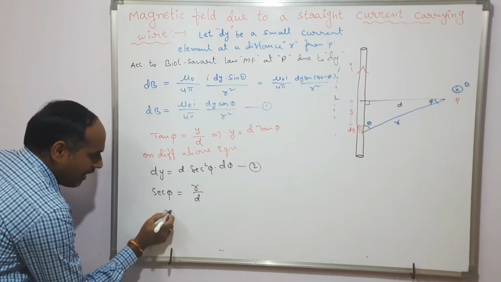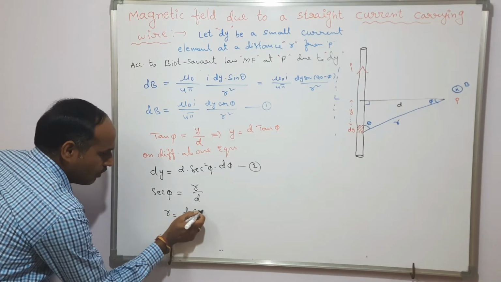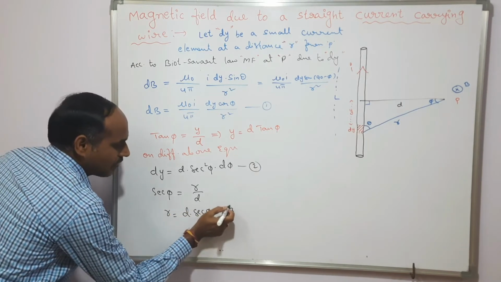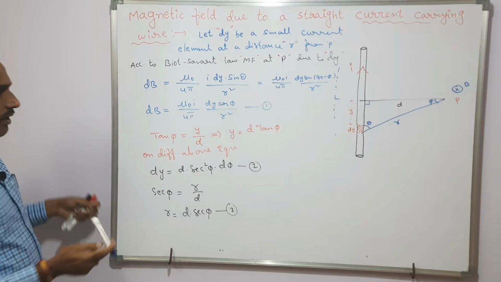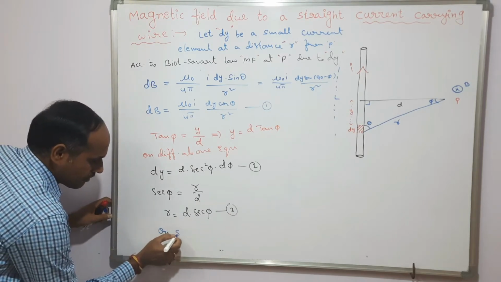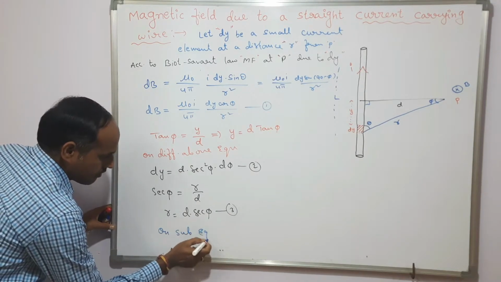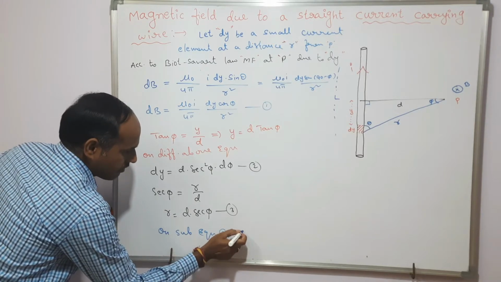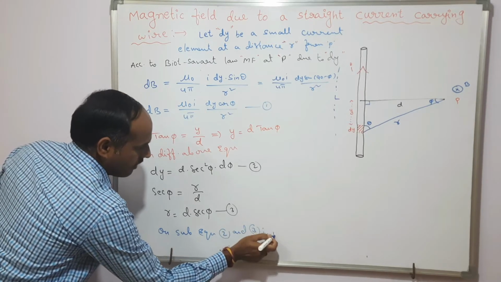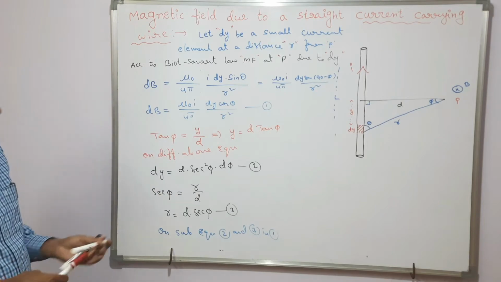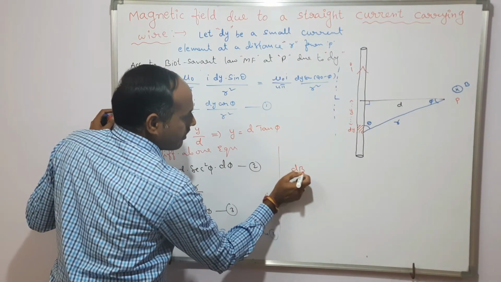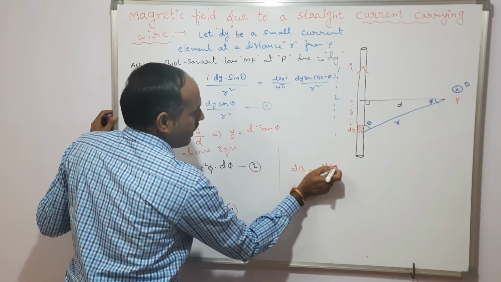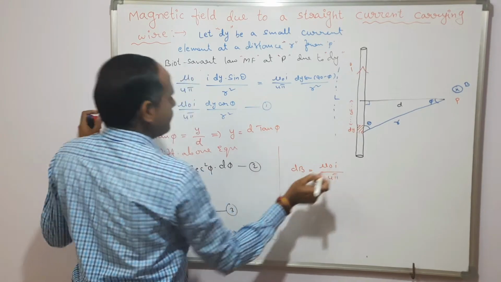So by this, r is equal to d into secant phi. Let this be equation 3. So now, on substituting equations 2 and 3 in 1, from the first equation we will get dB is equal to mu naught I by 4 pi dy.